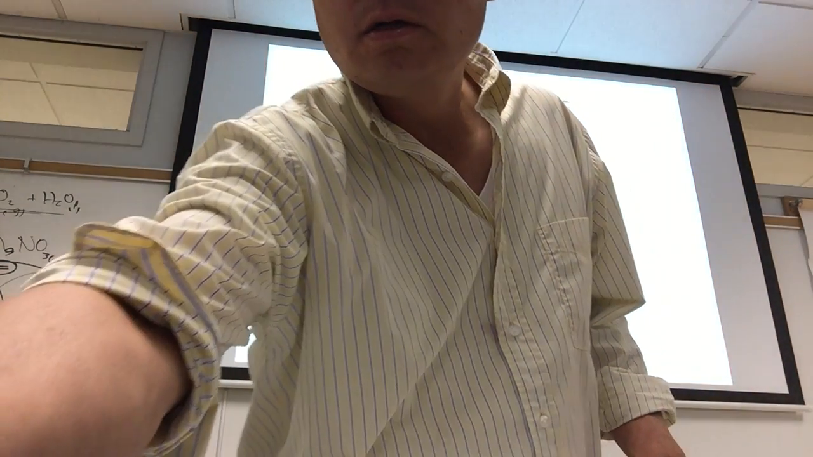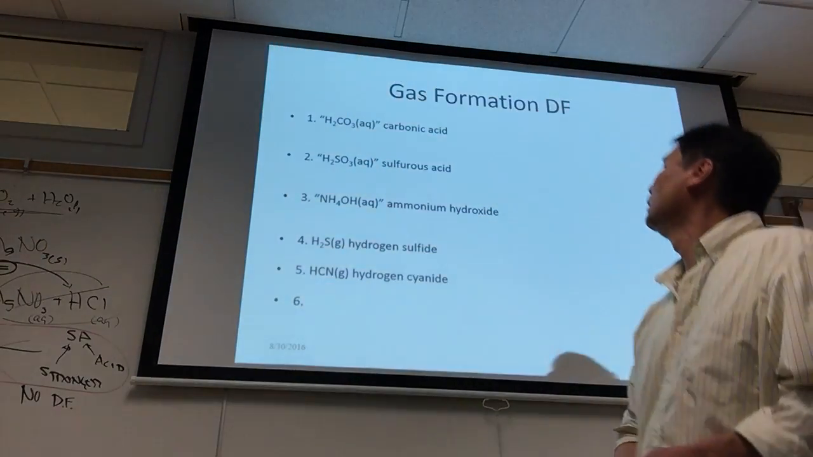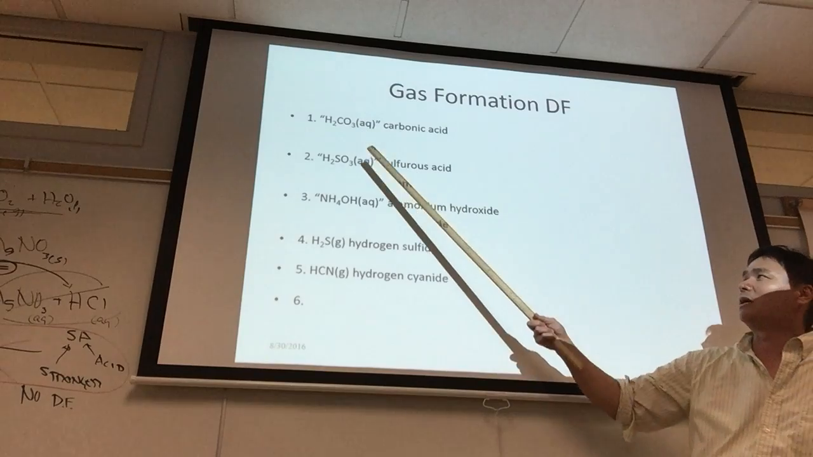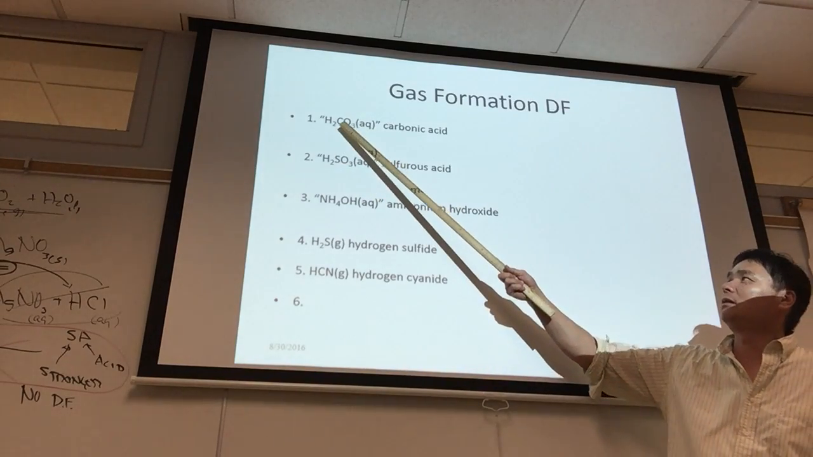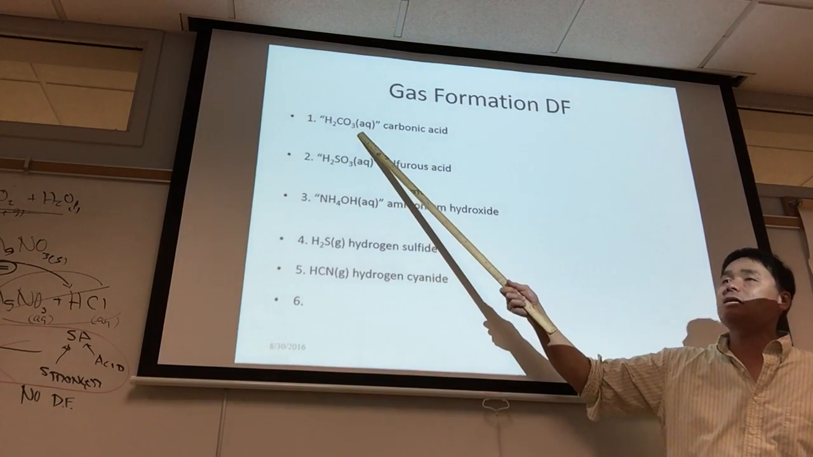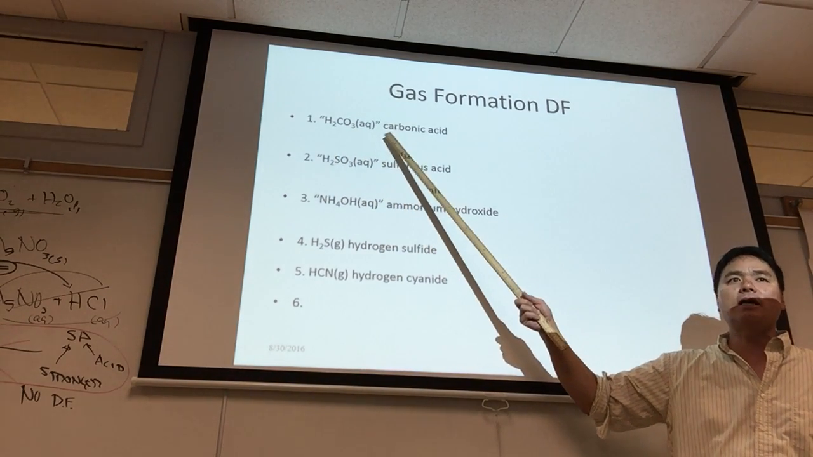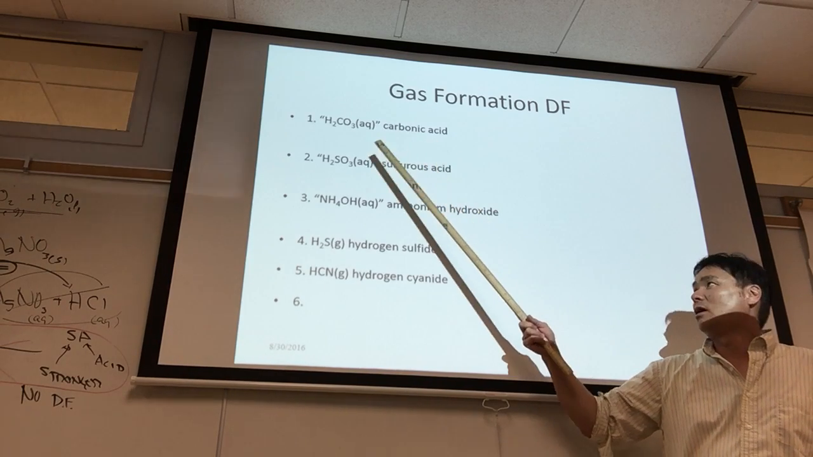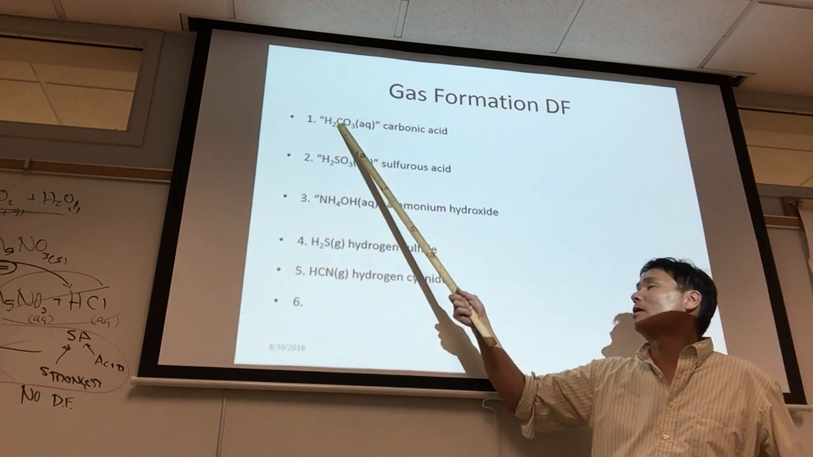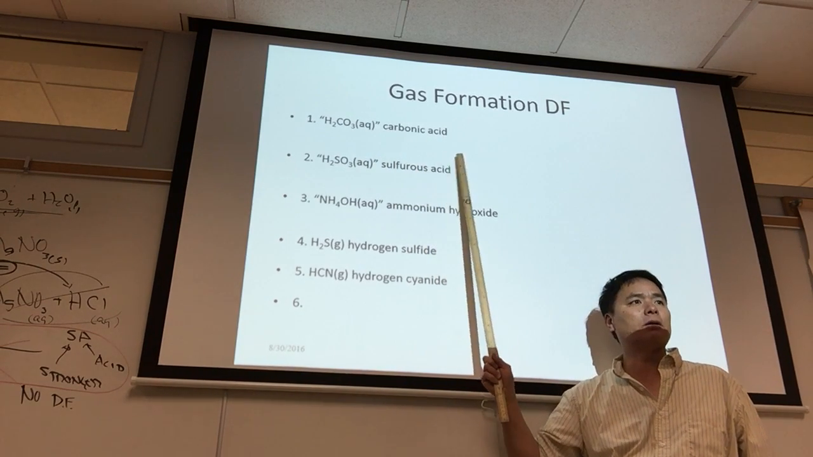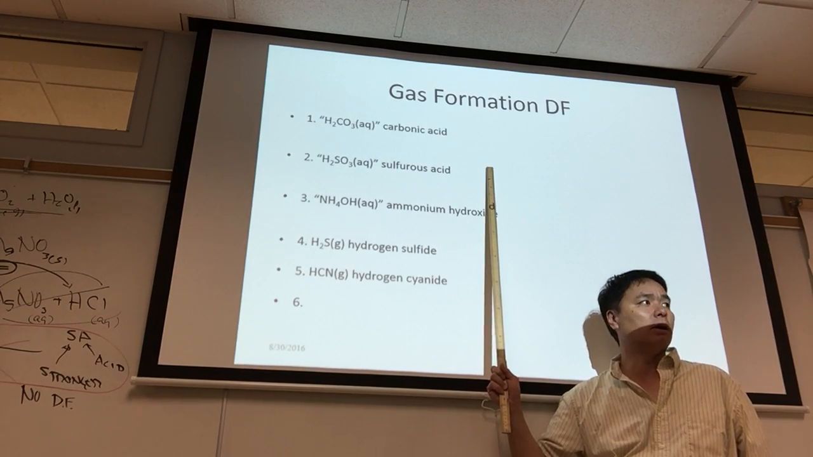The gas formers, so for example, if we have hydrogen ions and carbonate, we get a good ion combination called carbonic acid. But the thing about carbonic acid is it's unstable. What does carbonic acid spontaneously decompose into? Water and carbon dioxide. So we wouldn't write it as carbonic acid because we know it's inherently unstable. We'd always write water and carbon dioxide, not carbonic acid.